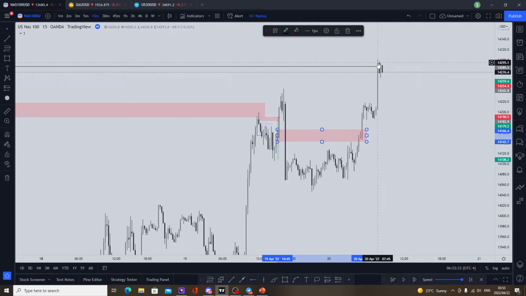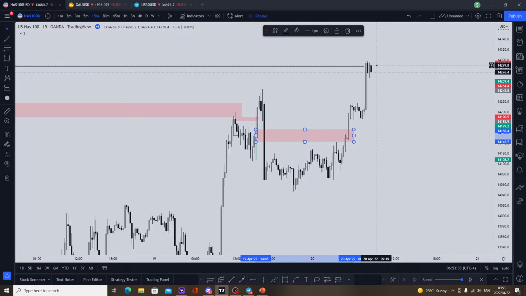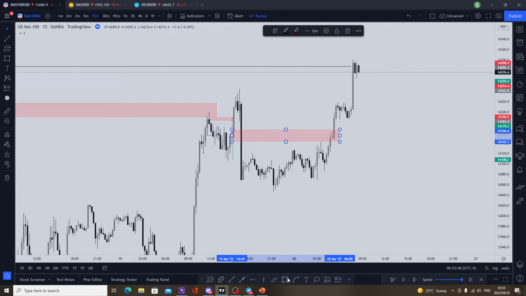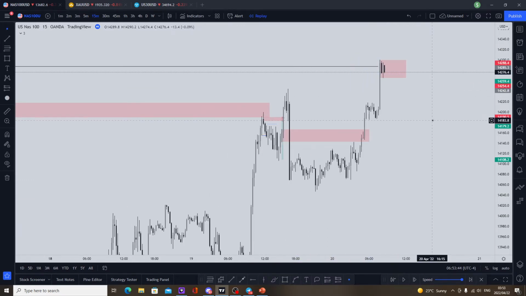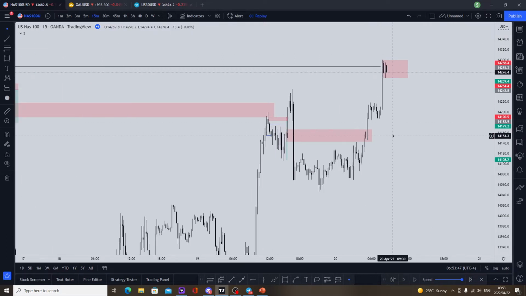I sold exactly here. This is why I sold. When I sold, the market took time at this area here. The market took time at this area. The only thing that we need to understand right now is this.